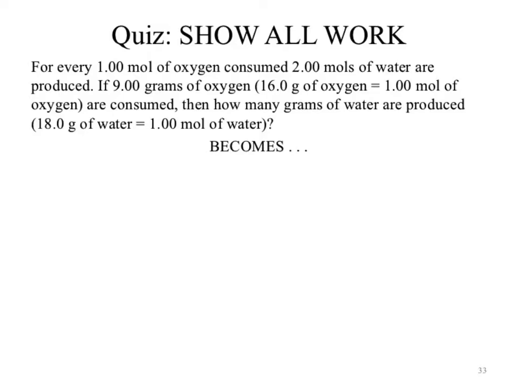So, next one. We saw this or a variation of this on your exam. Okay, for exam 2. For every 1 mole of oxygen consumed, 2 moles of water are produced. If 16 grams of oxygen equals 1 mole of oxygen are consumed, then how many grams of water are produced? 18 grams of water equals 1 mole of water. Okay. That was unit 2.